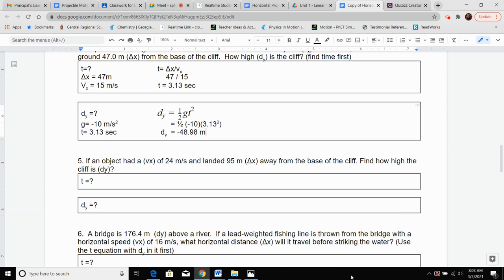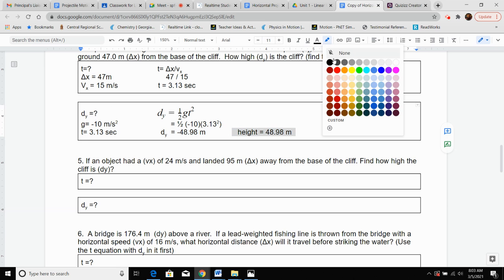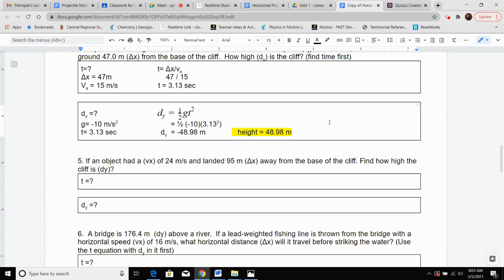Okay, that's the displacement. dy is vertical displacement, but they asked how high the cliff is. So what does that mean? Height equals, just drop the negative. And you guys can highlight your answer here and all the work, whatever. I'm just going to do that for now.